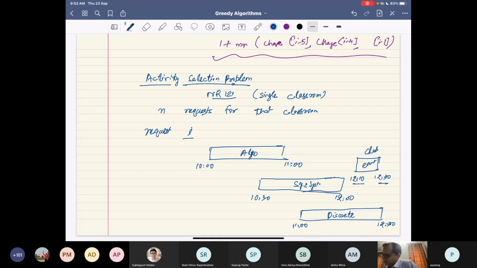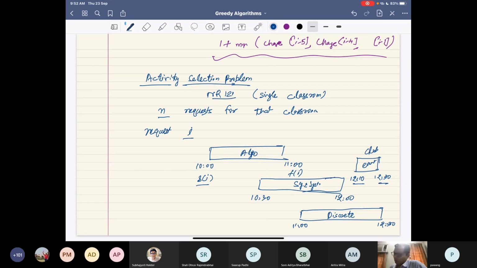So what do they need to specify? They need to specify the start time of the activity and the finish time of the activity. And there's a single room. So all these requests came to you, there are n requests in total, and each request gave you the start time and the finish time.